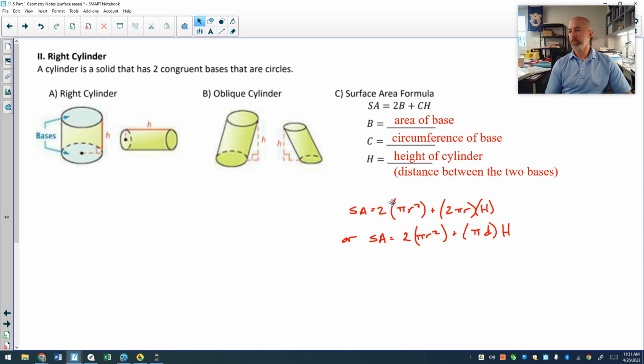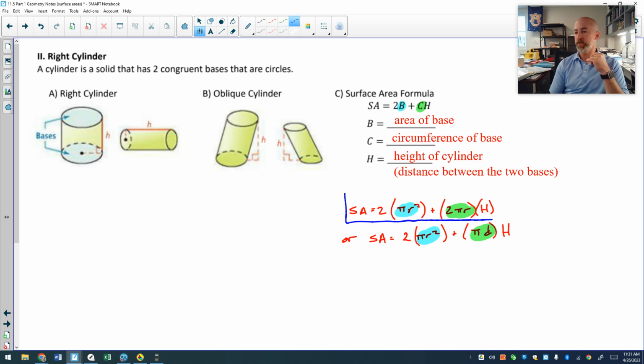And if you want to, you could. I don't think it's worth memorizing another formula, but the area of the base of a cylinder, the area of a circle, is pi r squared. And the circumference of a circle would be 2 pi r, or pi d. I typically will just stick with this top one because we need the radius for the area. May as well just continue using it for the circumference.